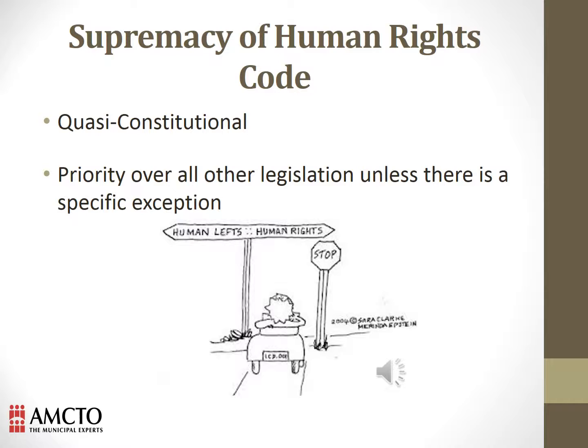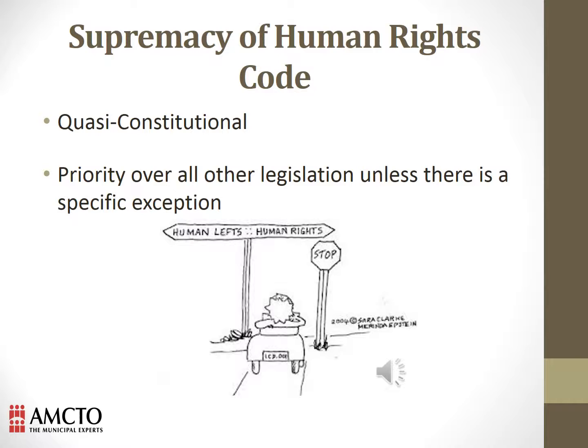The Supreme Court of Canada has said that human rights legislation such as the Code is not like other regular laws. It should not be treated the same as other pieces of provincial legislation because it is almost as important and authoritative as the Constitution. Often it is said that the Code is quasi-constitutional.